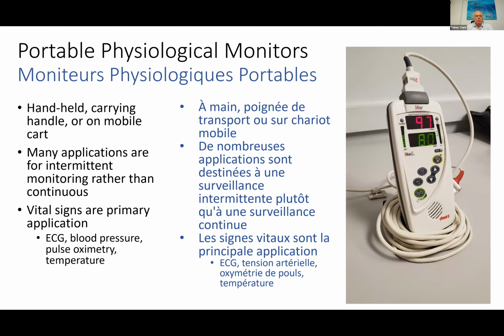If you were to go to, say, a doctor's office, as opposed to an intensive care unit, you'd have an intermittent measurement of your heart rate, your blood pressure. Vital signs are usually the primary application. So these are recorded and used by the physician to make a diagnosis.